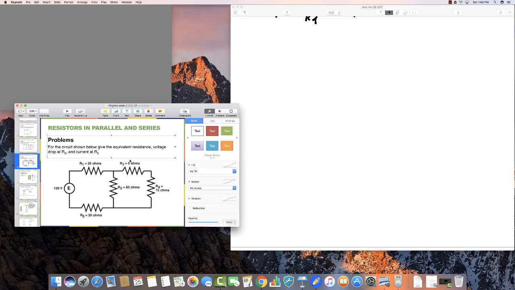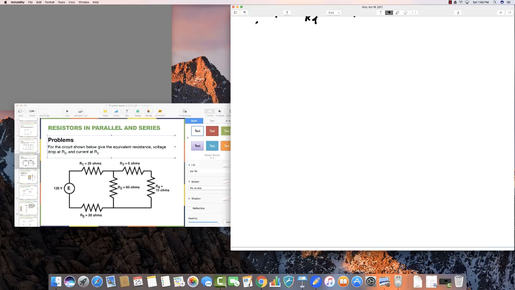And here is a piece, R3 plus R4, which I will call R34, is a series of 3 and 4, so we can just add those two. And in this case, it's 5 plus 15, or 20 ohms.